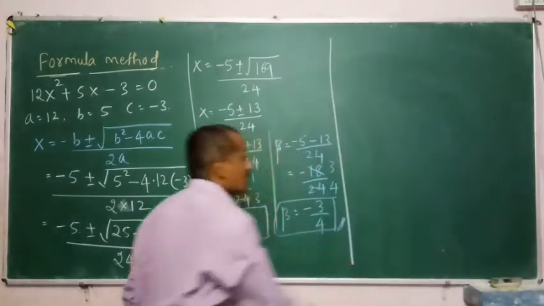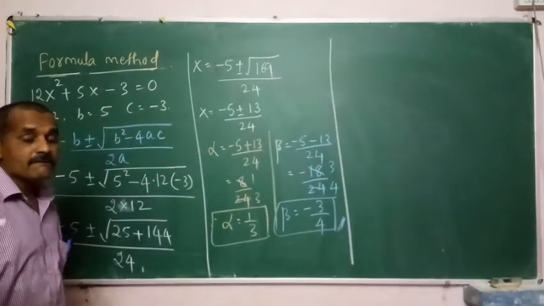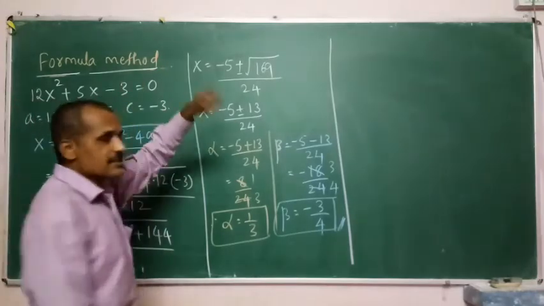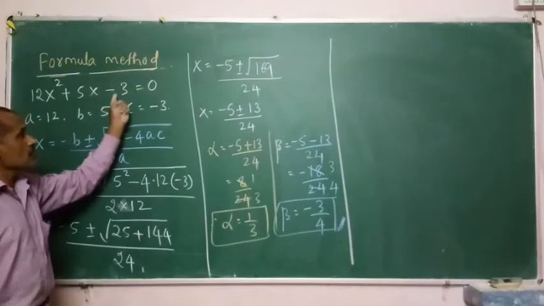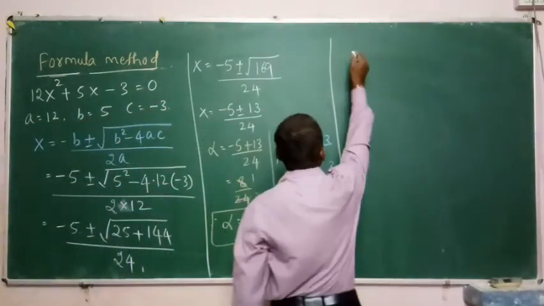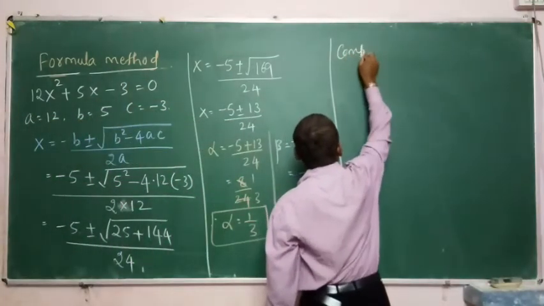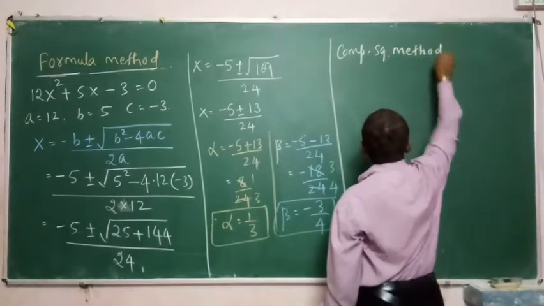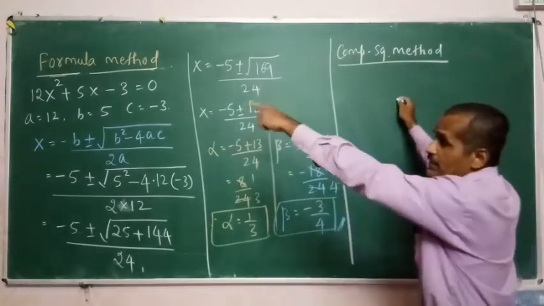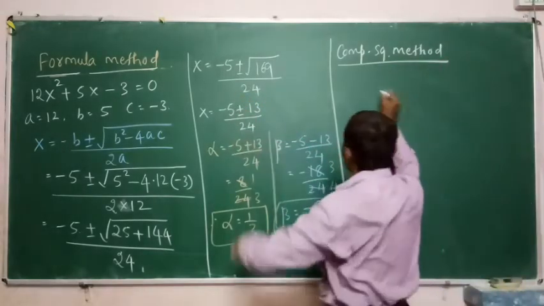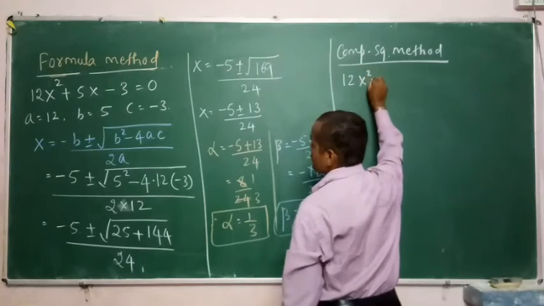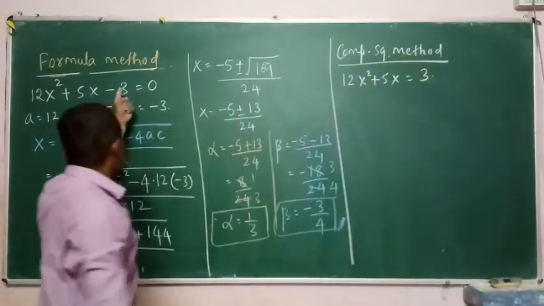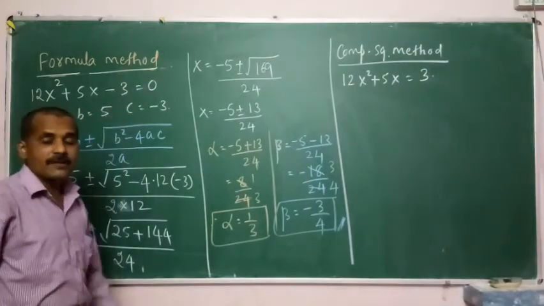Now I will solve the same problem by the completing the square method. What is the first step? Transfer the constant to the RHS. I will solve by completing the square method. First step, transfer the constant to the RHS: 12x square plus 5x is equal to plus 3. Minus 3 becomes plus 3 on the RHS.